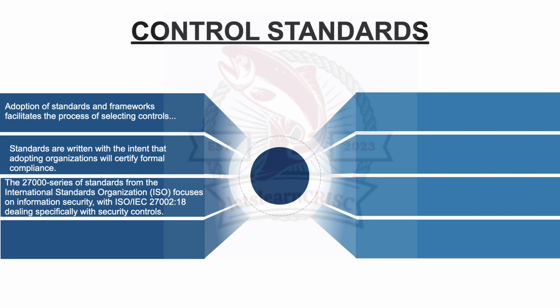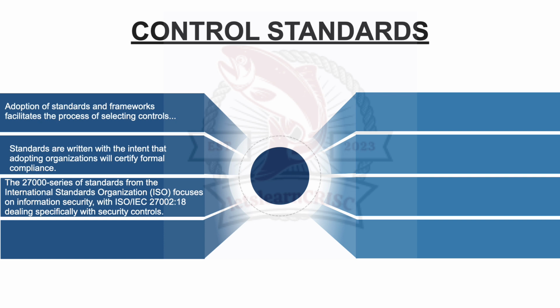The next point states that the 27000 series of standards from the International Standards Organization focuses on information security, with ISO/IEC 27002 dealing specifically with security controls. Friends, this statement provides information about the ISO 27000 series of standards, which is dedicated to information security, and highlights that ISO/IEC 27002 focuses on security controls. Let's break it down.